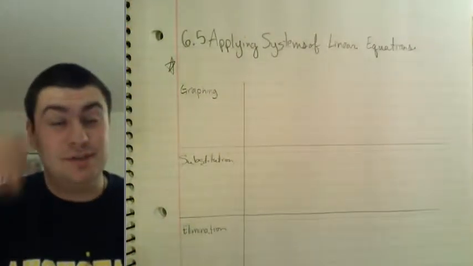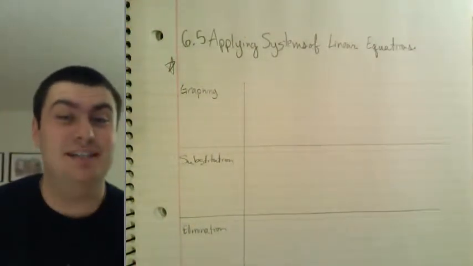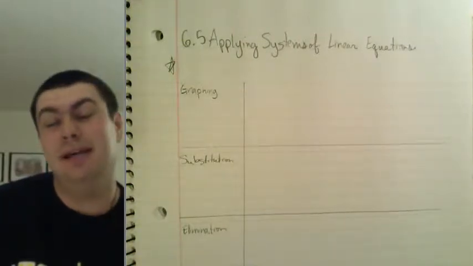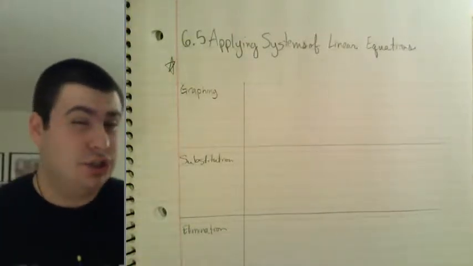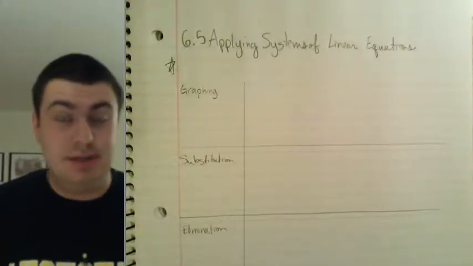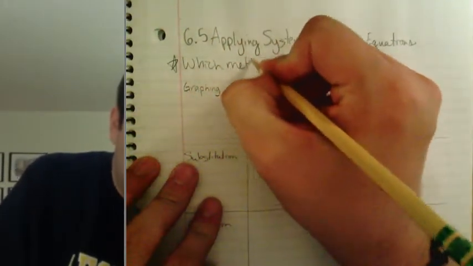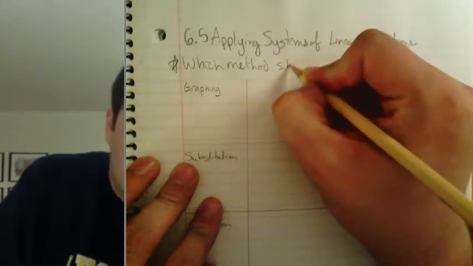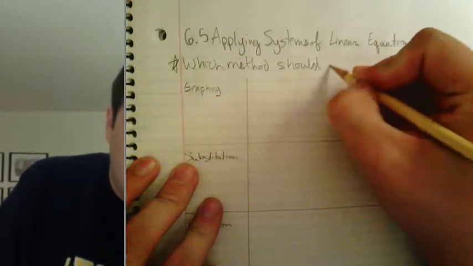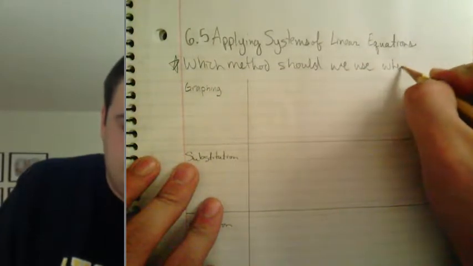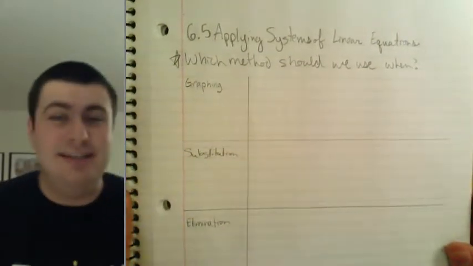We're going to look at some strengths and weaknesses of each method of solving systems of linear equations. And we're going to talk about when you should and shouldn't use some, and why you should use some as opposed to others. So when we say applying systems of linear equations, we're really saying which method should we use when. So let's talk about each.